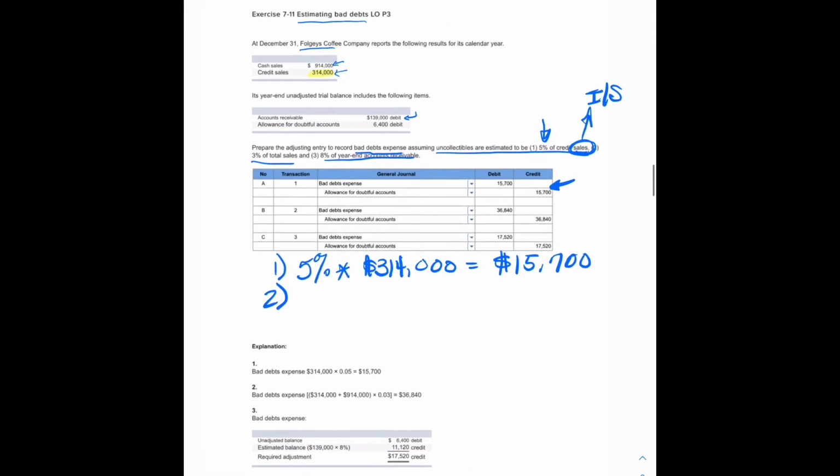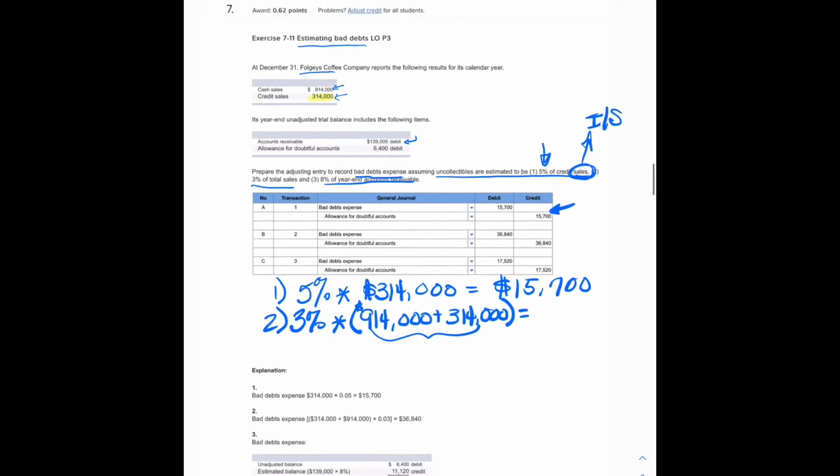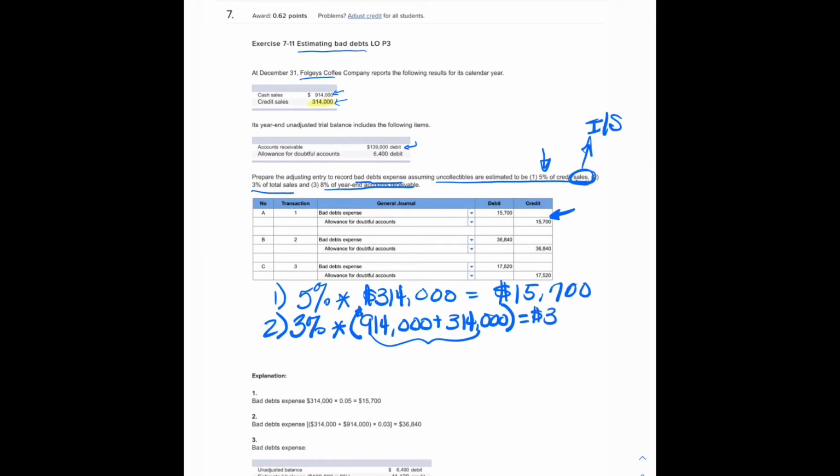So in this case, what I'll do is I will take my 3% that we expect times, I'm just going to open a parentheses here. I'm going to add my cash sales of $914,000 plus my credit sales of $314,000. And whatever that comes out to, this 3% times this joint amount, will tell me how much I need to make this entry for. And in this case, that comes out to $36,840. And sure enough, you see that adjustment right there for those amounts. And once again, we've got the same accounts we've had in each one of these problems so far.